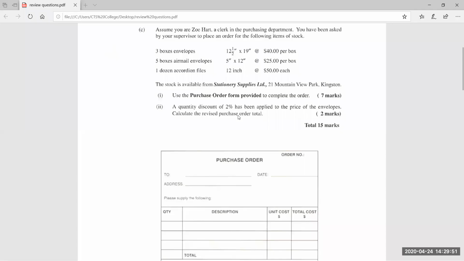All right, guys. So we already identified that in 2, we are putting Stationery Supplies Limited. In address, we have the address here, and the date will be today's date, 24th of the 4th, 2020, right? Under quantity, we are looking at the first line here. Under quantity, you will just have the value 3. The description will be boxes, envelope, 12.5 by 19. The unit cost is 40, right? The unit cost here is 40. What is the total cost? The total cost would be 40 multiplied by 3, which is 120.